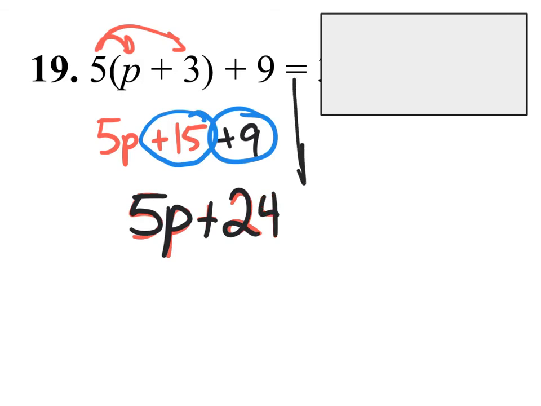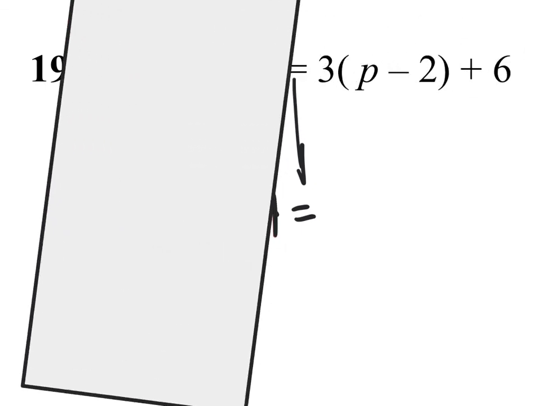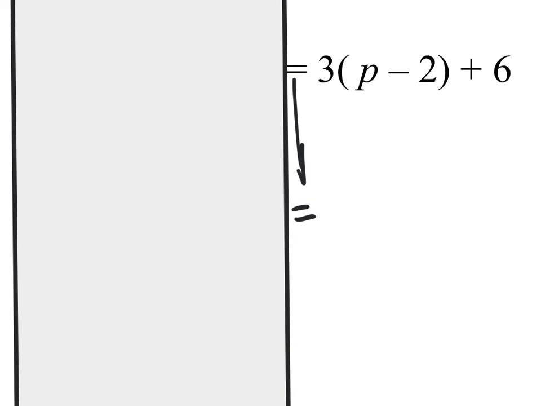The equal sign is right here. And now let's simplify the right side of the equation. Okay, so we already simplified the left side. You could block all this out and just distribute over here on the right side. There's distributive property and combining like terms. 3 times p, that's 3p. 3 times negative 2, that's negative 6. And we're going to bring down the plus 6.